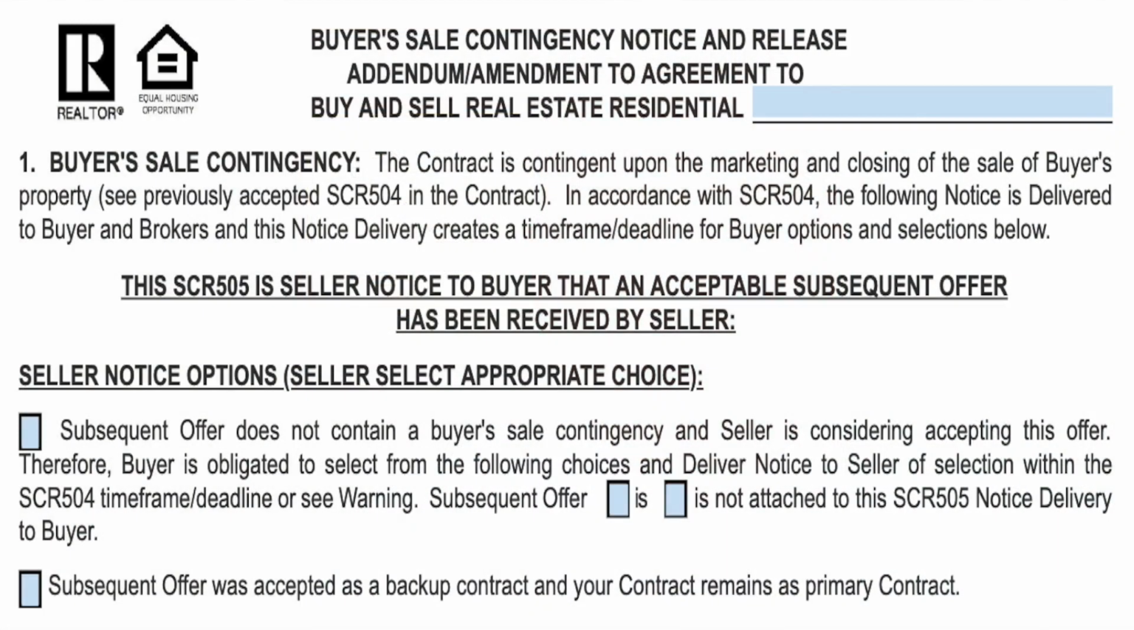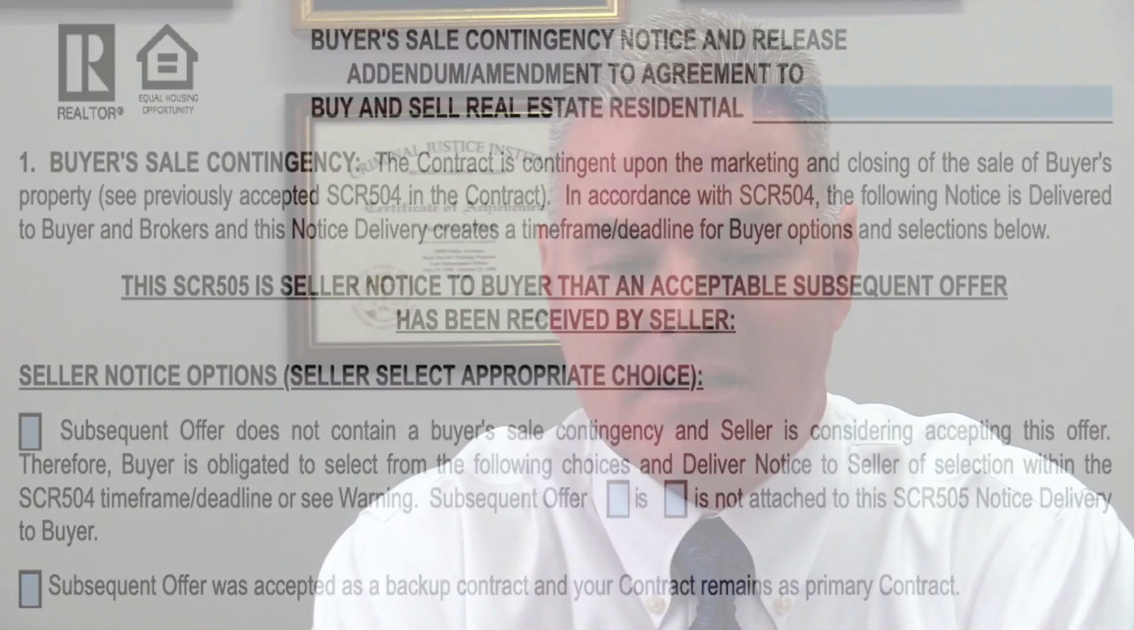Right underneath that, bold capital letters, underline, it says this SCR505 is seller notice to buyer that an acceptable subsequent offer has been received by the seller. The seller notice options, seller select appropriate choice. So basically, the seller is going to provide this to the buyer's agent once another offer is received. The seller is going to check one of these boxes.